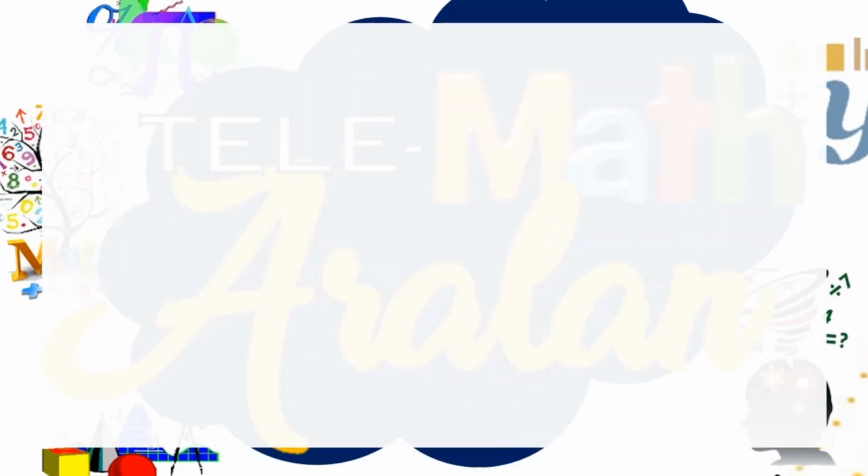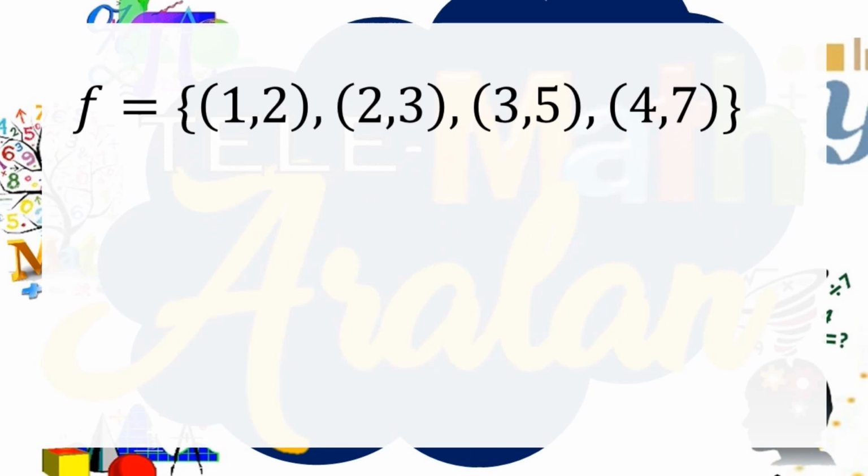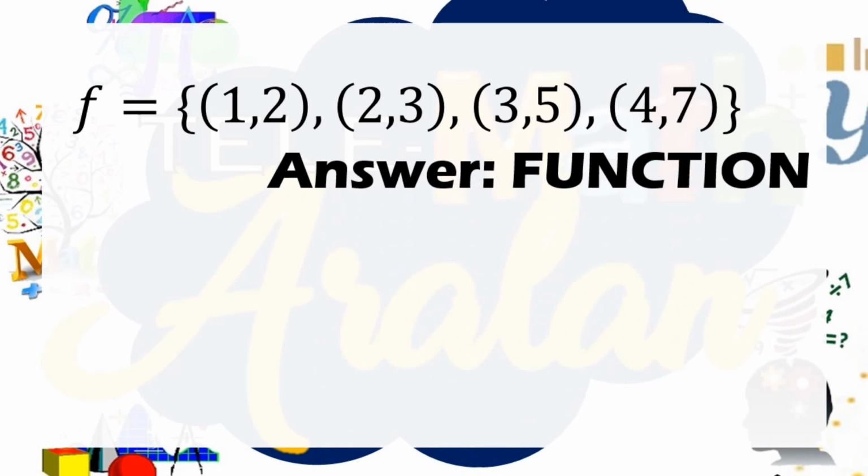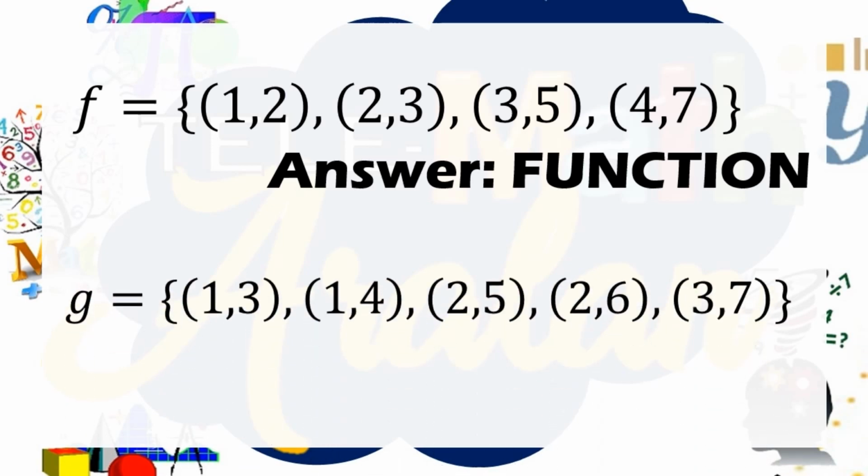Let's try to identify if the given relations are functions or not. Let's start with relation f. Relation f consists of the ordered pairs (1, 2), (2, 3), (3, 5), and (4, 7). Is it a function or not? Answer: it's a function. Relation f is a function because no two ordered pairs have the same x value but different y values.